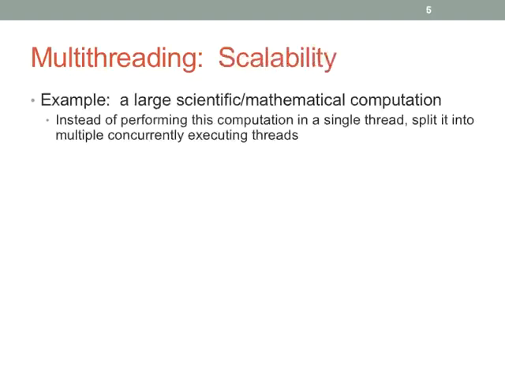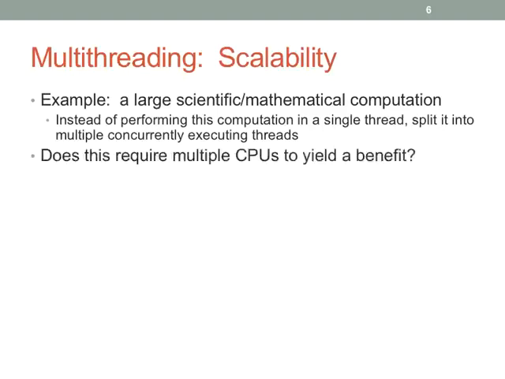Now here's another one. We have a scientific or mathematical computation. I have a friend who, when he was in graduate school, was doing molecular dynamics simulations on a single processor, and he said, I want to make this faster, so he asked his boss for an 8-core system, and he got it. He started figuring out how to write a parallel version of his program, and I helped him with a huge chunk of it. We both learned a lot from that experience. But like it says here, instead of performing the computation in a single thread, split it into multiple concurrently executing threads. So again, does this require multiple CPUs to yield a benefit?